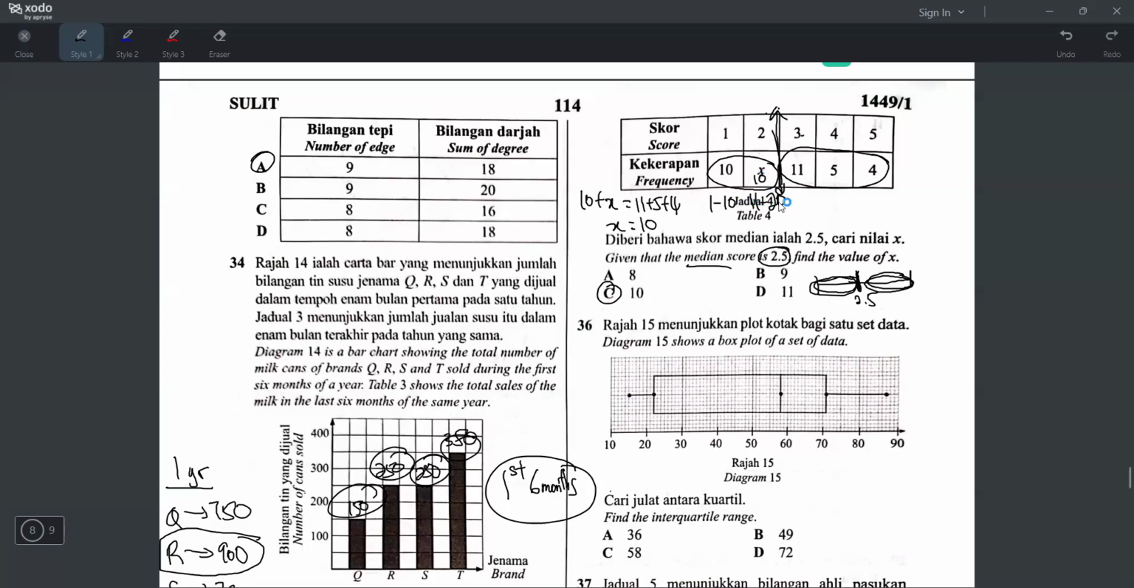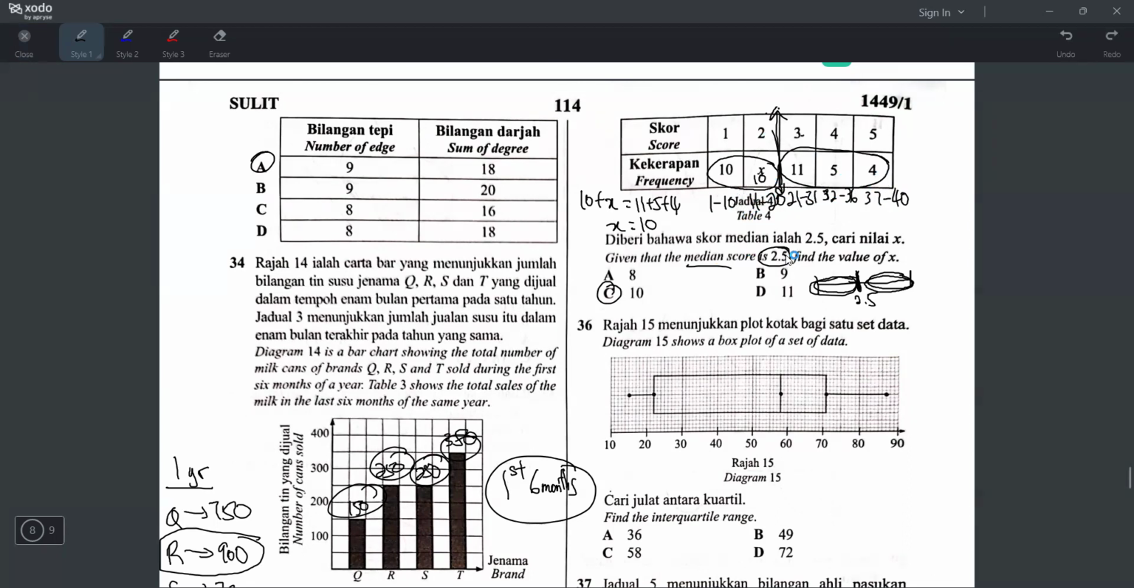How do I get 20? 10 plus 10. So nombor ke-11 sampai nombor ke-20 ini semua 2. And then nombor ke-21, nilai ke-21 hingga 20 plus 11, 31, ini semua 3. And then 32 until 31 plus 5, 36. And then 37 until 36 plus 4, 40. So ini semua dia punya kedudukan.